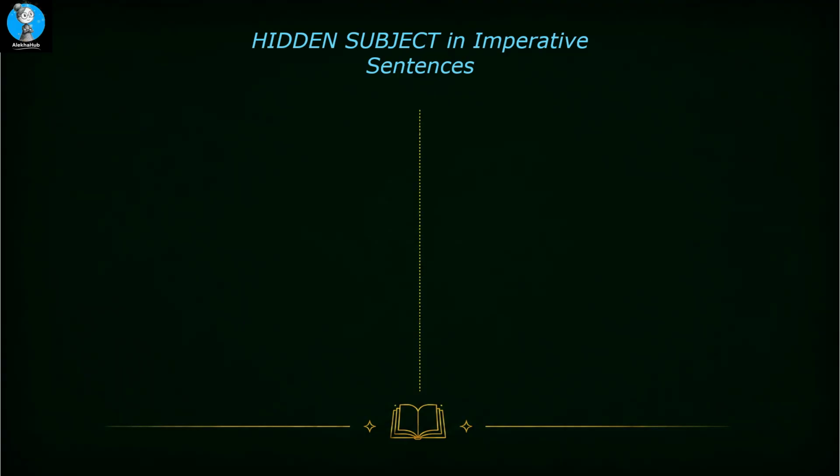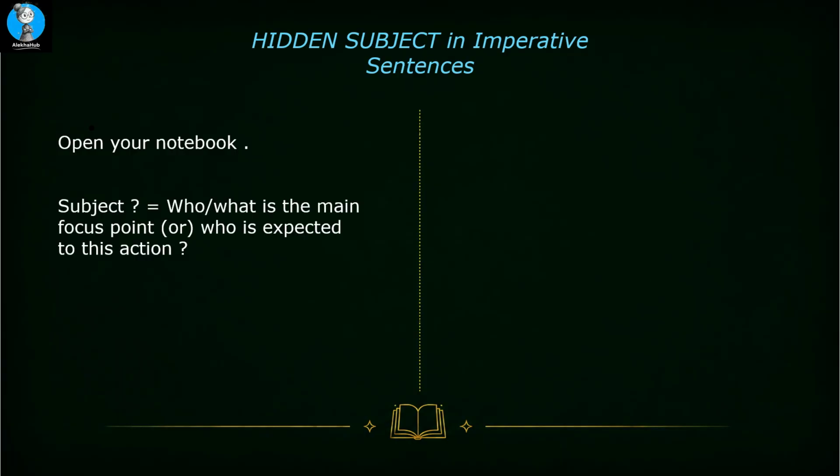Finding the subject is usually easy, but not in every type of sentence. If we take an example, "Open your notebook." Now, can you find the subject here? So who or what is the main focus point? Or who is expected to do this action? That is you. The hidden subject is you. And this is called a command sentence because I'm telling you to do something.